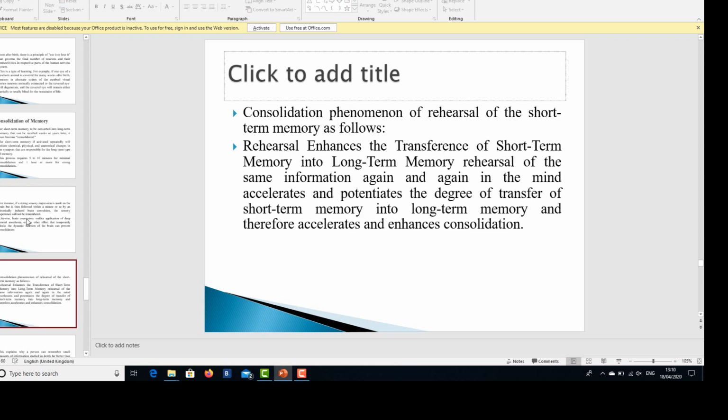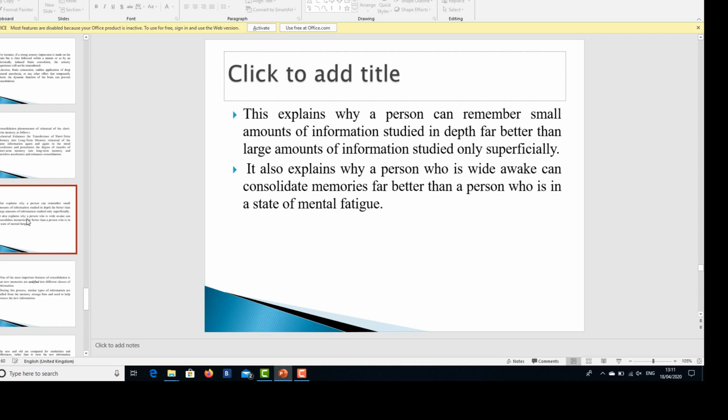Consolidation phenomena of rehearsal of short-term memory: rehearsal enhances the transference of short-term memory into long-term memory. Rehearsal of the same information again and again in the mind accelerates and potentiates the degree of transfer of short-term memory into long-term memory and therefore accelerates and enhances consolidation. This explains why a person can remember a small amount of information studied in depth far better than a large amount of information studied only superficially. It also explains why a person who is wide awake can consolidate memories far better than a person who is in a state of mental fatigue.